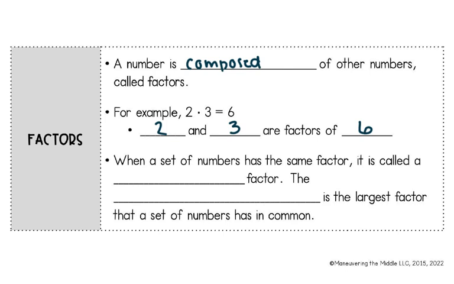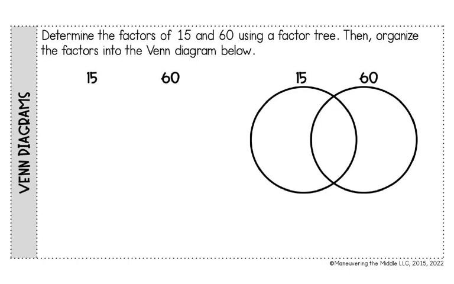When a set of numbers has the same factor, it is called a common factor. And the greatest common factor is the largest factor that a set of numbers has in common. So one way to find the greatest common factor is by using a Venn diagram and factor trees.